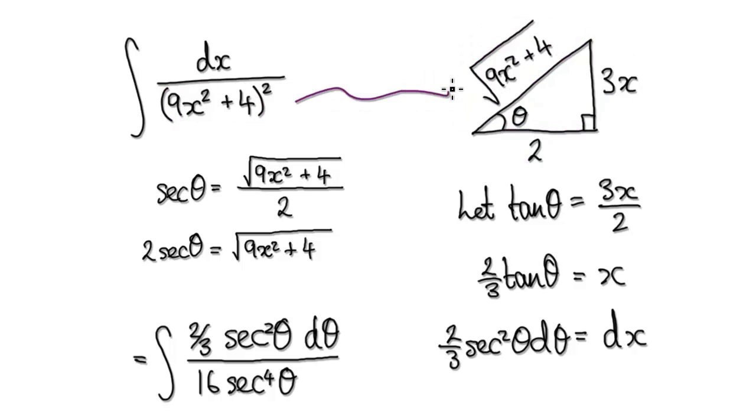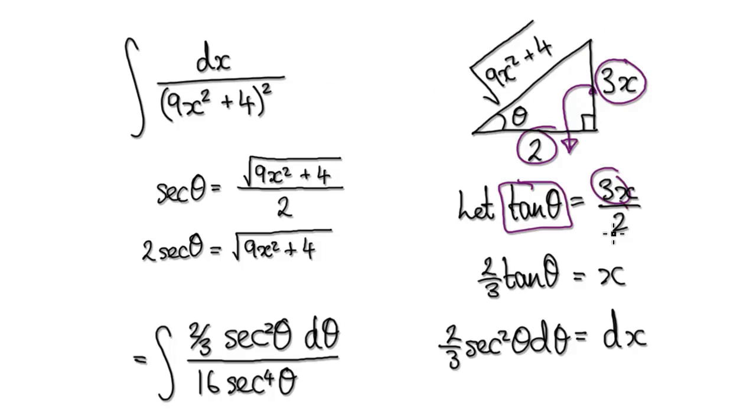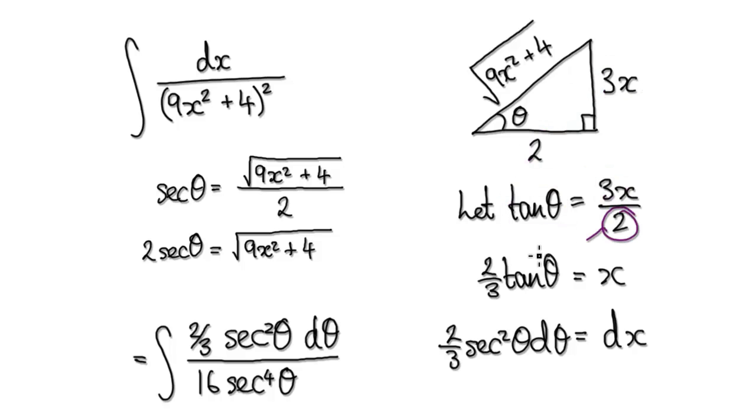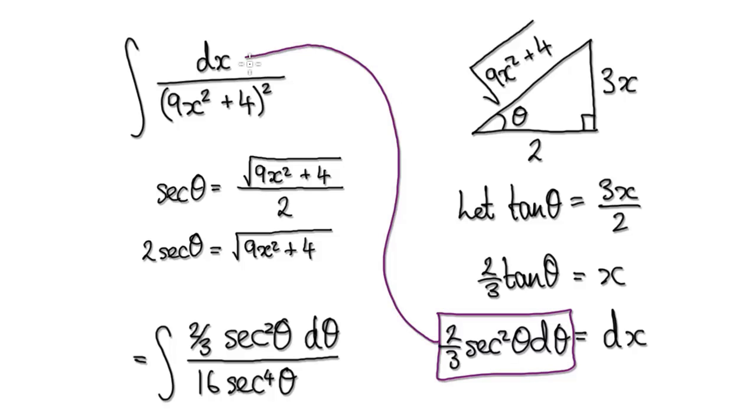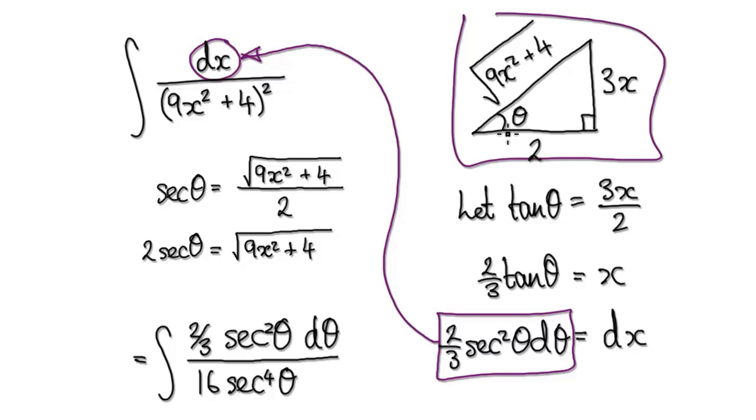So create your triangle, and then from the triangle you can see that tan theta will be opposite over adjacent. Times both sides by 2. That will then give you this, and then differentiate both sides. So dx equals this thing here. So later on we can put this into the dx.